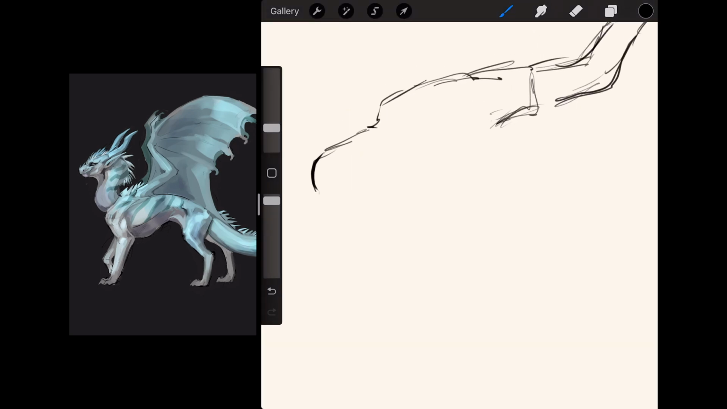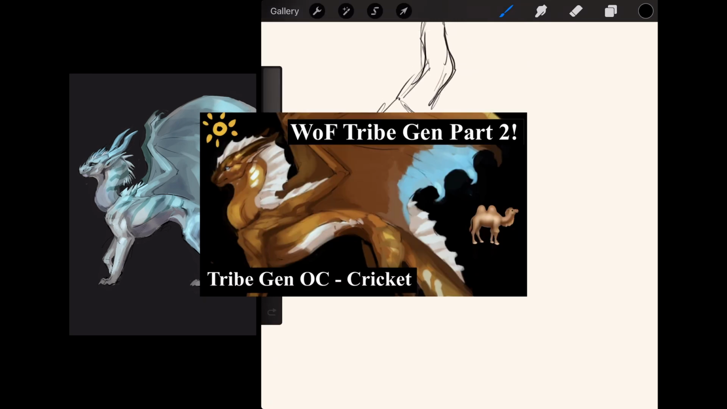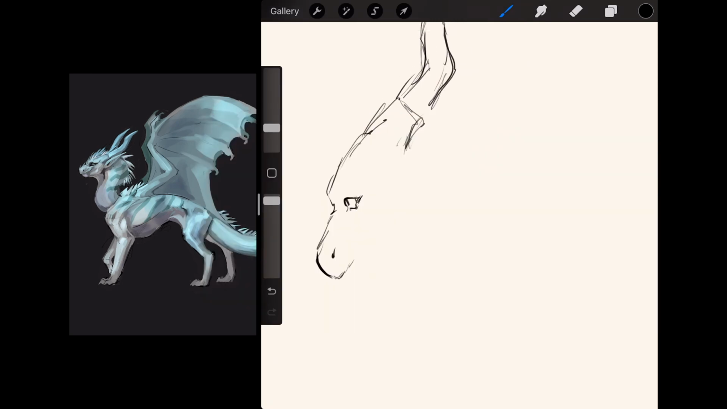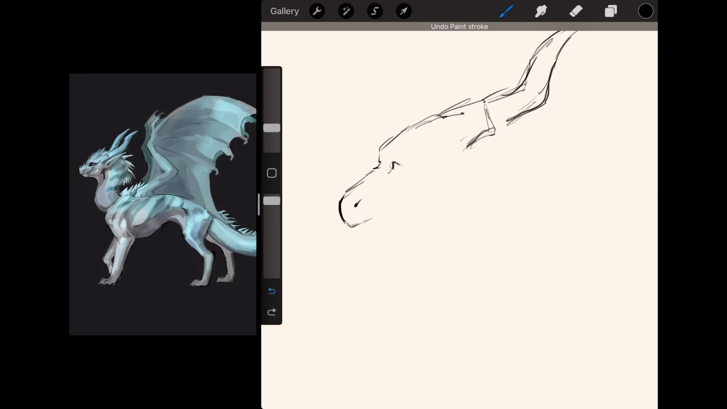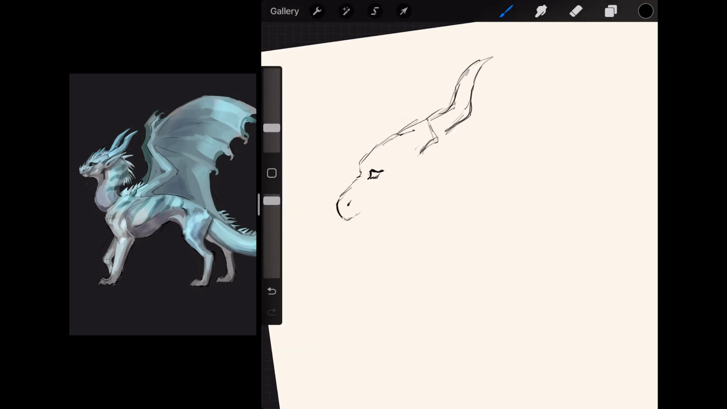So, if you recall, both Tribe Gen tribes that I made came with a story. And in last week's video, I made kind of the main character of the Scorchwing story. He leads a rebellion against this other tribe that's trying to take over the desert. So for this video, I'm making kind of the main character of the Tidewing story.